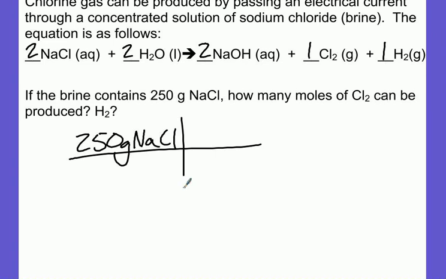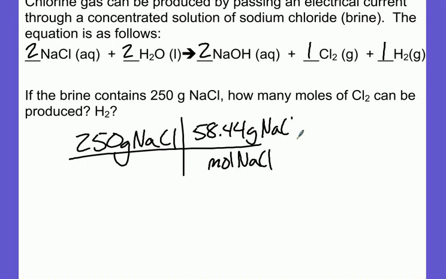Sodium chloride has a molar mass of, let's see here, 22.99 plus 35.45 gives me 58.44 grams per mole. Again, I like to label these things completely to start with so I can keep track of everything, because I want to get rid of grams and get moles, and that's how I know that I did this backwards. I have to flip this over, right, because I need to divide by this value. So let me fix that real quick.